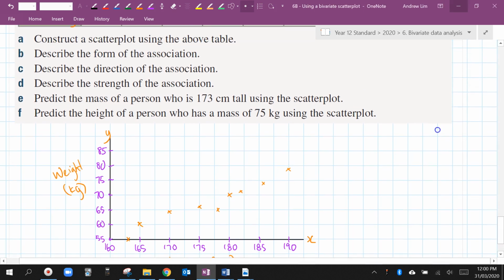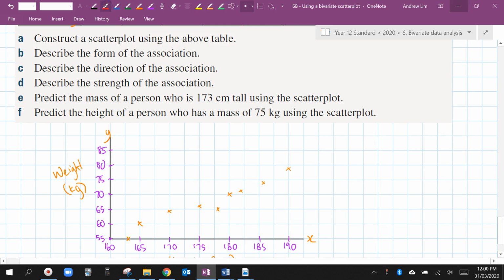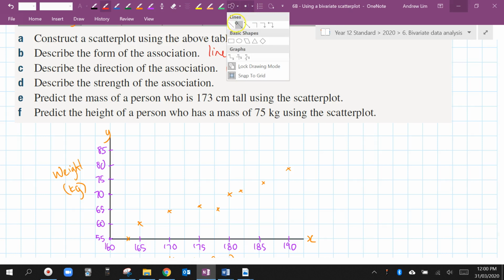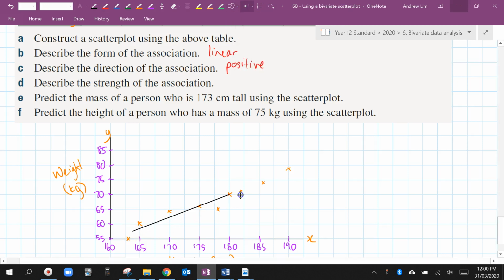So question B says, describe the form. To me, it looks like it's a straight line. It doesn't look like it's a curve at all. So I'm going to say it's linear. The direction, well, it's going up from left to right. Therefore, it's positive. The strength, well, if I were to draw a straight line, the crosses look pretty close to that, so I'm going to say it's strong.